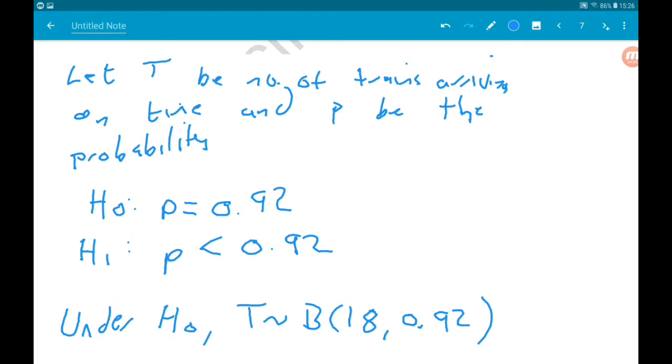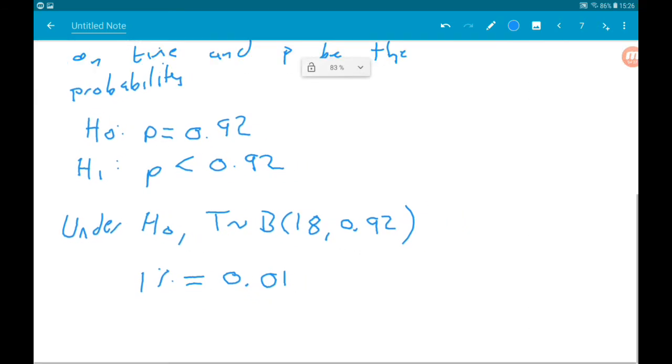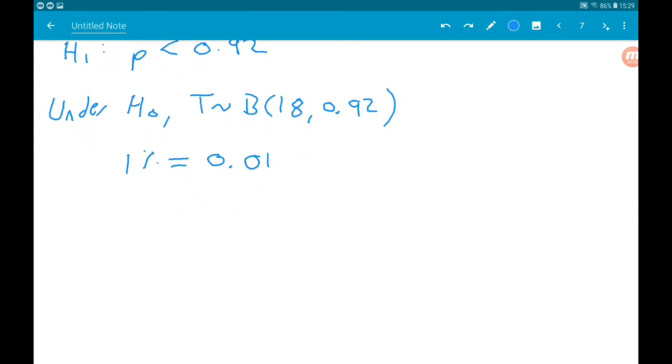Okay, now let's think about the significance level. So 1% is 0.01. So let's now think about the graph of this distribution. So, okay, we know in the sample there are 18 trains. You can find the mean of a binomial distribution by doing n times p. What that gives you is the x coordinate of the peak of the curve. You don't really need to do this, I just want to show you where the graph comes from.